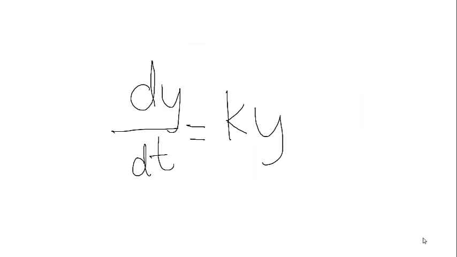This is a differential equation. dy over dt equals k times y. And this differential equation follows this statement. A positive quantity y increases or decreases at a rate that at any time t is proportional to the amount present. And that statement may or may not make any sense, but I'm going to explain it.